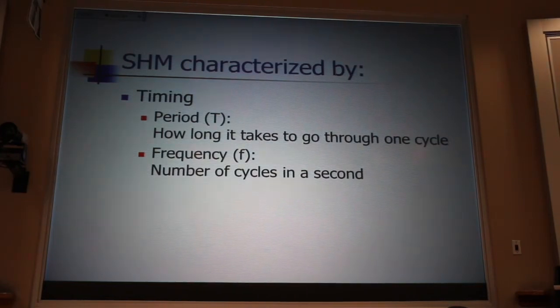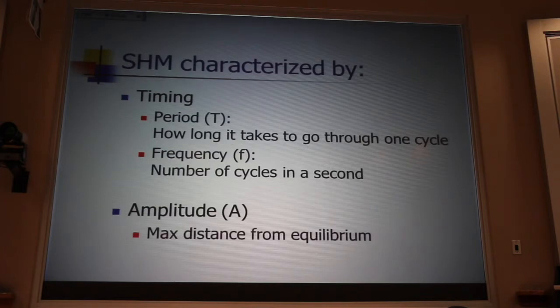Okay? We can also describe this motion in terms of the amplitude. And we define the amplitude as the furthest distance that this thing gets away from equilibrium. How far does it get away from its happy spot, where it would just rest forever and not move?